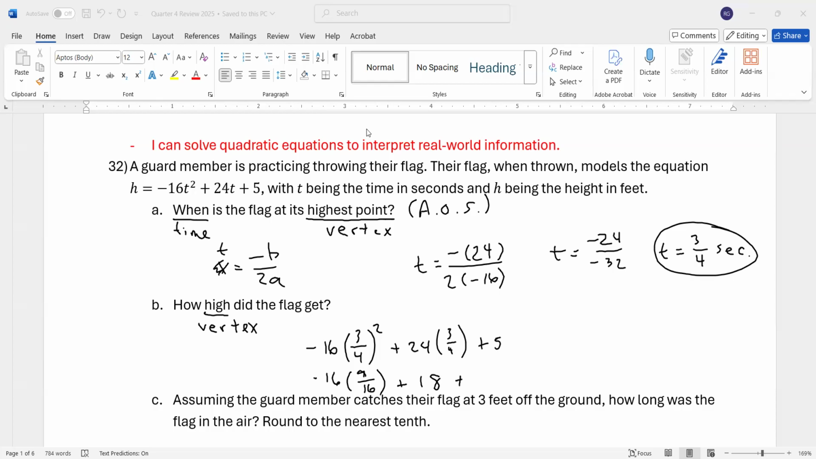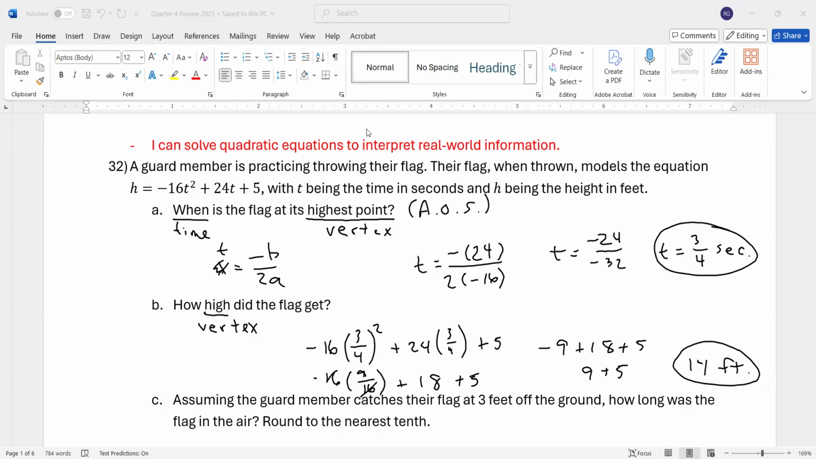Use your calculator to check that if you need to. Negative 16 and 16 cancel, and I'm left with negative 9. So that's negative 9 plus 18 plus 5. That's 9 plus 5. That's 14 feet is how high the flag got. Okay. Make sure you know how to read those types of problems. The words can give you clues on what you're using to find, or what formulas or what ideas you're using to find the answer to the question.